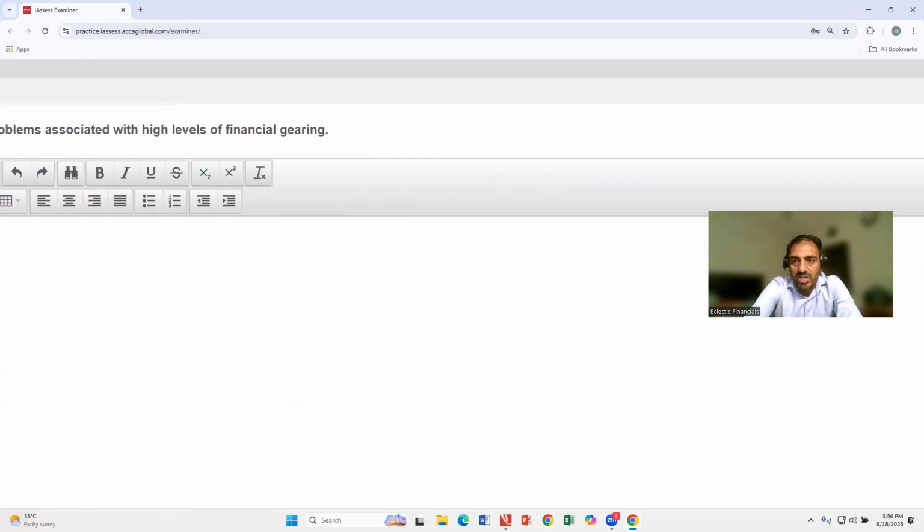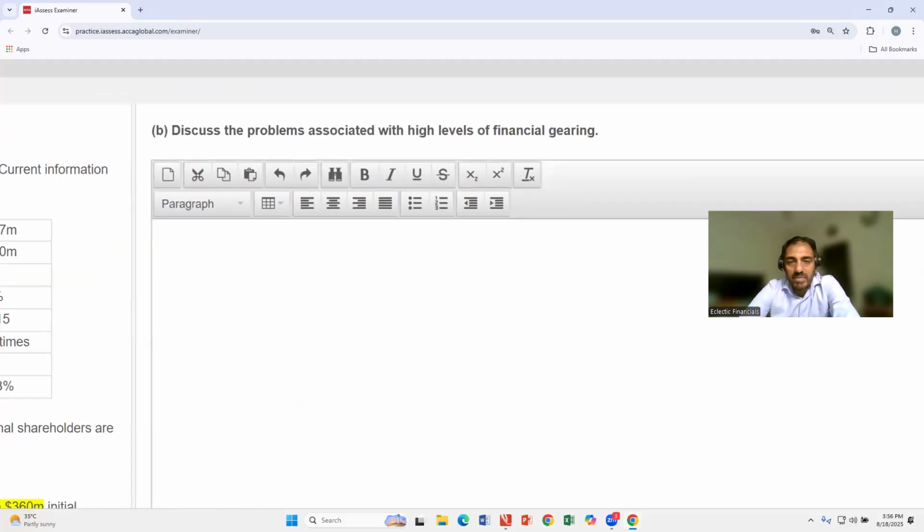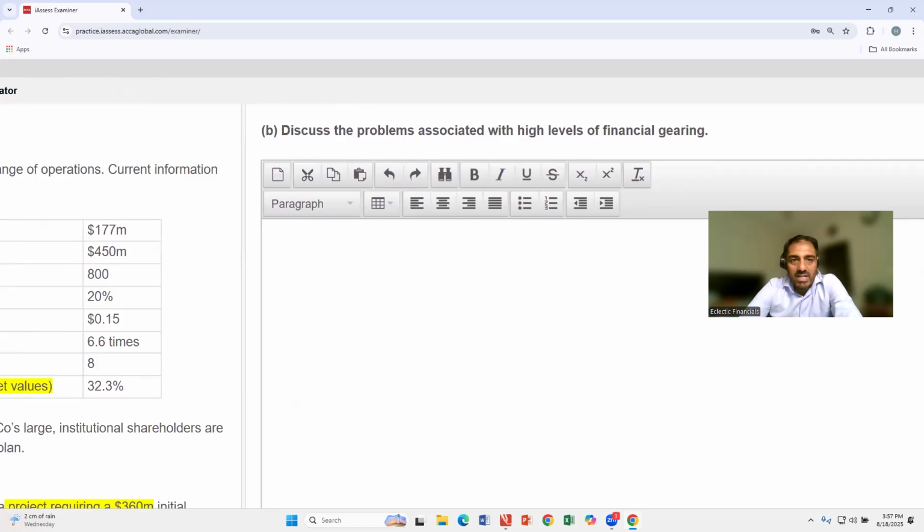Part B. The question is: discuss the problems associated with a high level of financial gearing, for 5 marks. Is this a general question? Yes, it is a general question, a very common question that examiners ask.